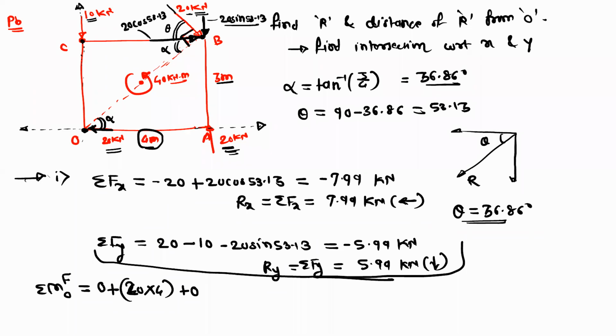And the remaining force is 20 kilonewton. So consider the X component. So 20 cos 53.13. And its perpendicular distance. So this is the line of action for the X component. So this distance will be the perpendicular distance. So it is equal to 3 meter. And this moment will be clockwise about the point O. So this is negative. Next is 20 sine 53.